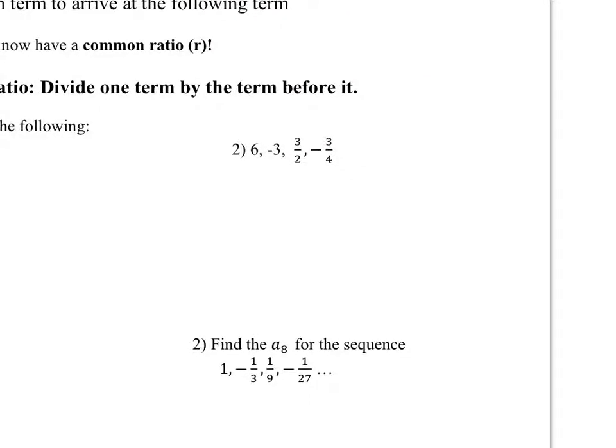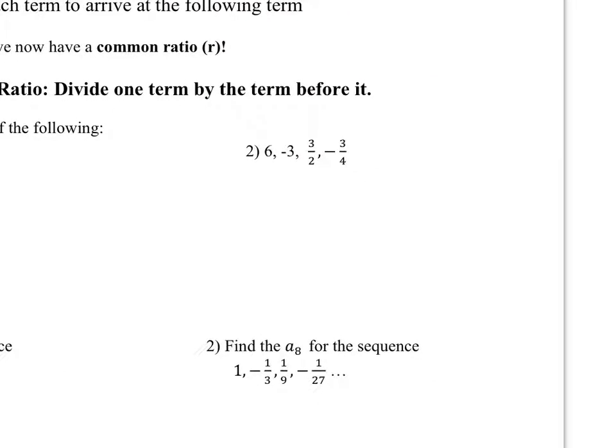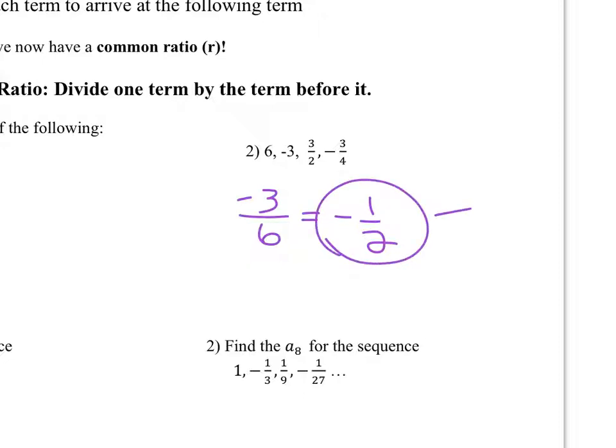Okay, if you have fractions, you still would do the same thing. With this one, it's negative 3 divided by 6. So negative 1/2 is your common ratio. This is your R.